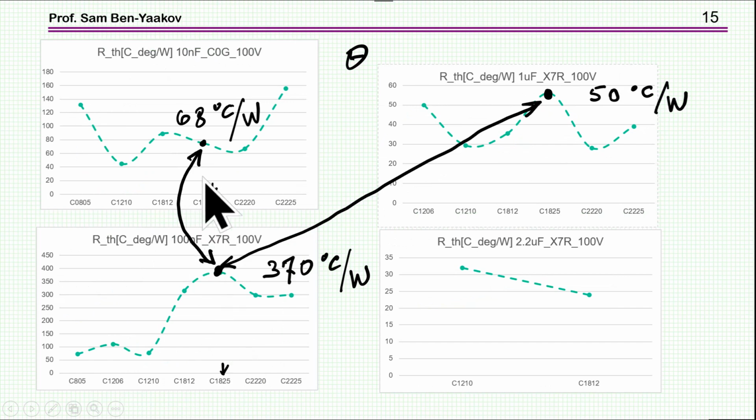Now, if we calculate the thermal resistance, again, it's very difficult to compare these two because it's different material, but if I compare these two packages, 1825, this is 1 microfarad, this is the 100 nanofarad, you see a very big difference. Here we are talking about 370 degrees centigrade per watt, and here it's only 50. Very strange. Maybe the thickness can explain it, because 1 microfarad is probably thicker than the 100 nanofarad, but still this is a very big difference, and this is something one has to be aware of.